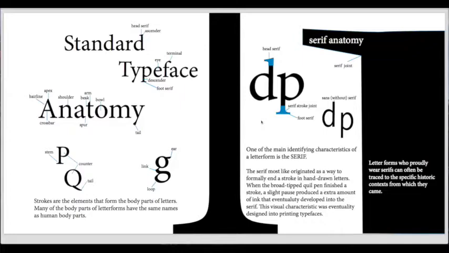When a broad-nib pen finishes a stroke, a slight pause produces an excess amount of ink, which eventually developed into serifs. This visual characteristic was eventually adopted in the printing phase. Letterforms that have serifs can often be traced to the specific historical context from which they came.